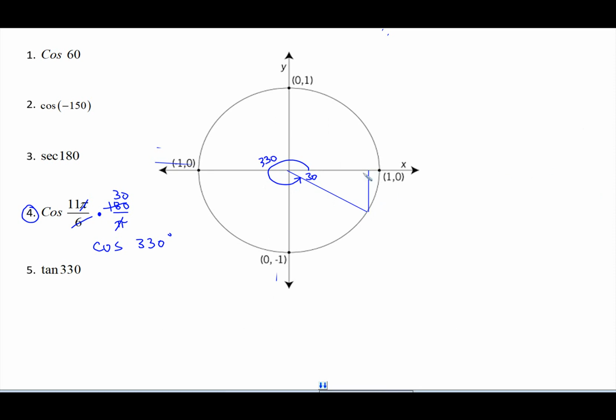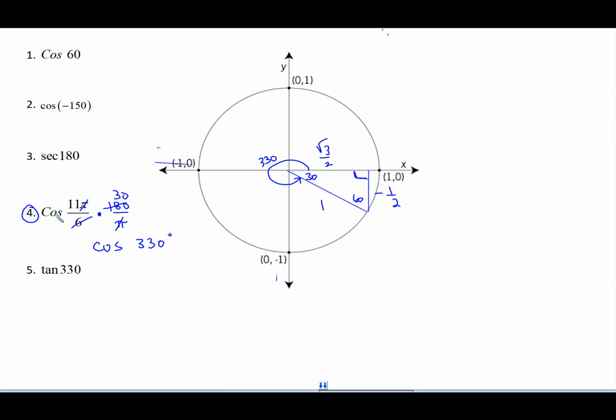Drop a perpendicular to the x-axis. So we've got another 30, 60, 90 triangle. The radius, or hypotenuse, is 1, so opposite of the 30 is going to be 1/2, and it's going to be negative because the y values down here are negative. Opposite of the 60 is rad 3 over 2, and positive because the x values are positive over here on the x-axis.